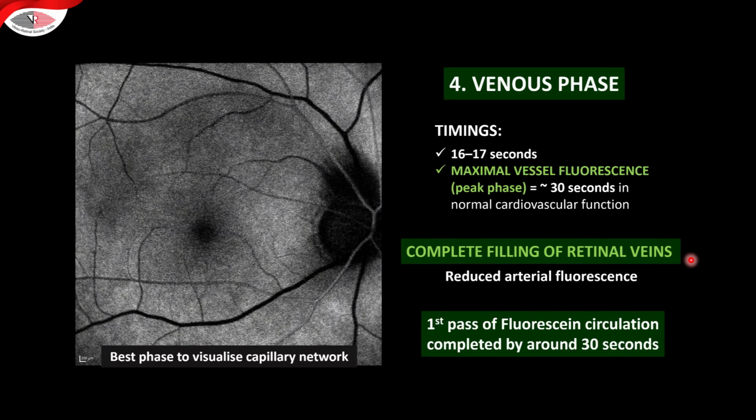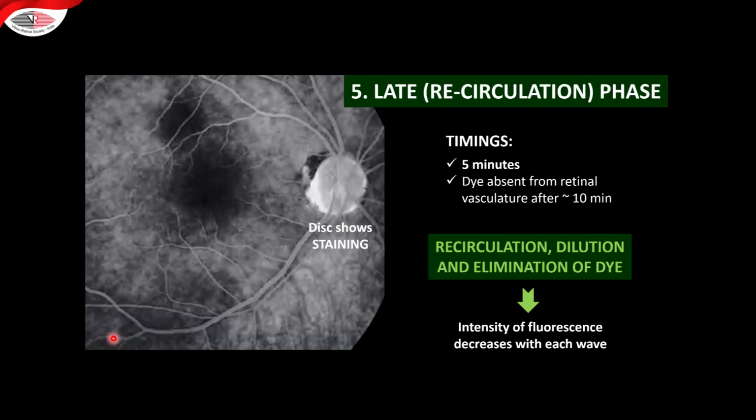And then comes the venous phase, and this is about 16 to 17 seconds normally. The maximal vessel fluorescence is about 30 seconds, and the complete filling of retinal veins occurs in this phase at this particular time. First pass of the fluorescein circulation is completed by about 30 seconds. And then there's a late recirculation phase, which can be about 5 minutes, and the dye is absent from the retinal vasculature after 10 minutes. So there's this recirculation, dilution, and elimination of dye, in which the intensity of fluorescence decreases as these phases progress.